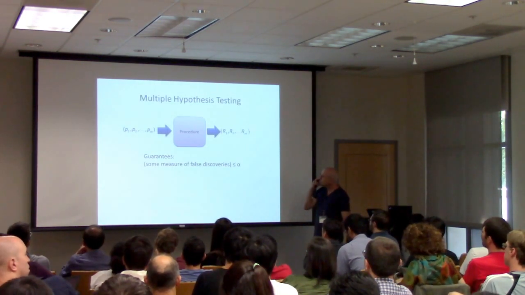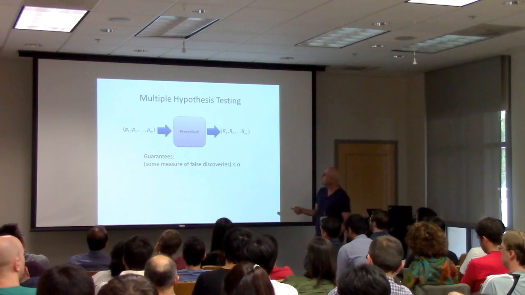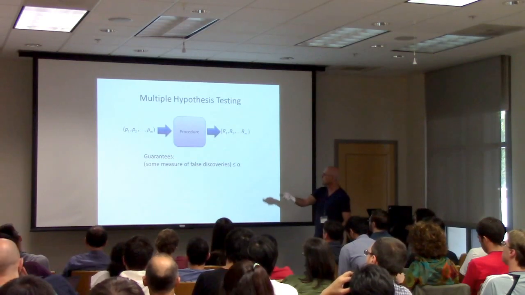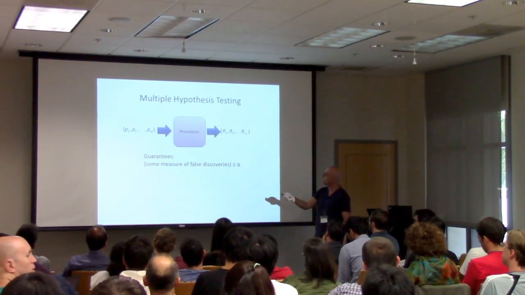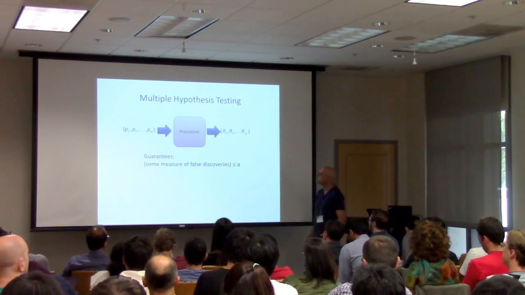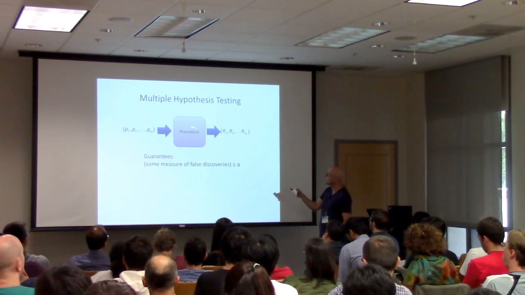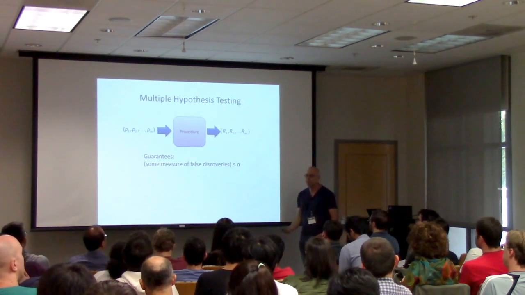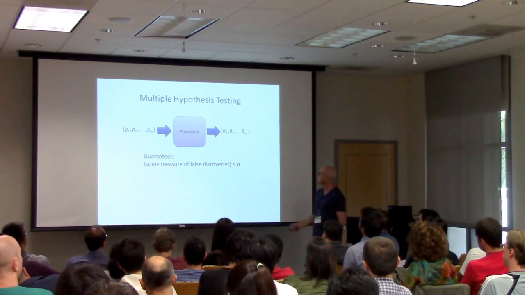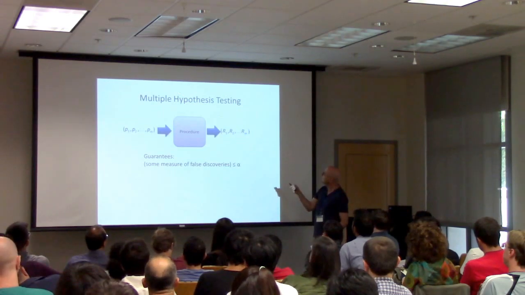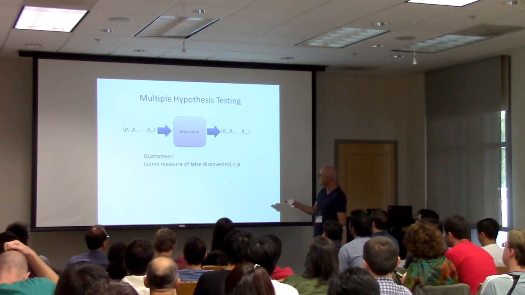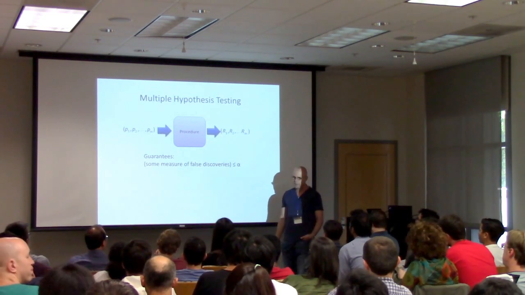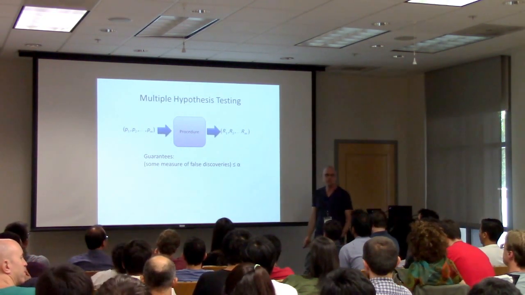Okay, so basically, what's a multiple hypothesis testing scenario? We can think of having all kinds of scientific work going on before, but then we end up with just a bunch of p-values. We put these p-values through some procedure, and we get a bunch of decisions, which are basically acceptance or rejection of the nulls. A multiple testing procedure guarantees that some measure of false discovery is being controlled by our way of doing statistical hypothesis testing.